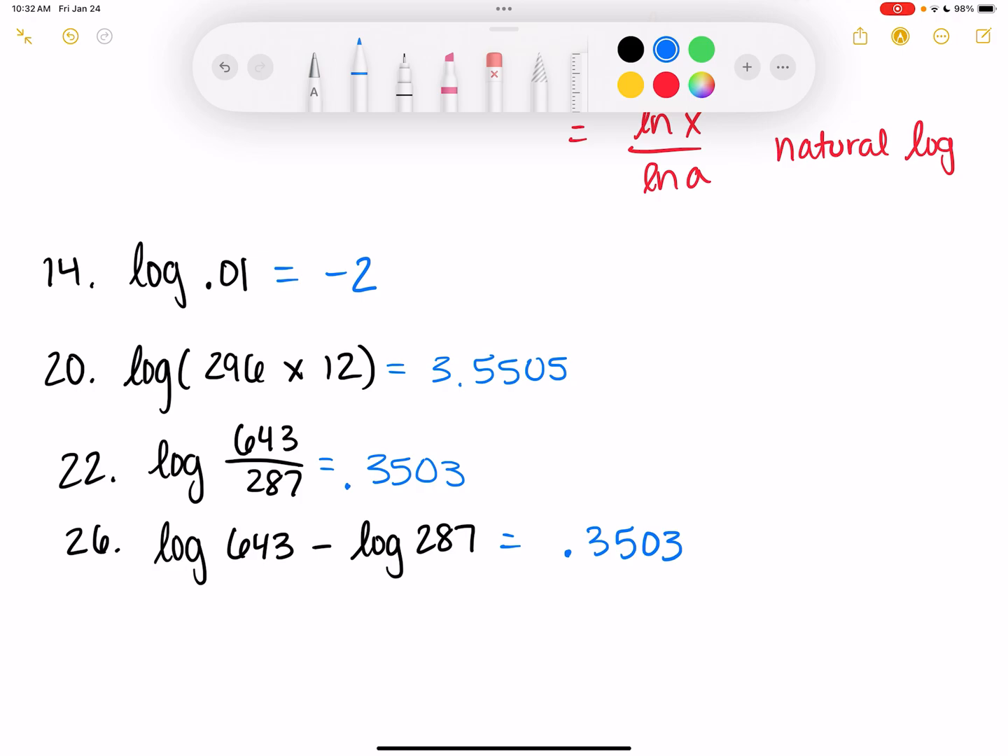Like that. Any questions on those ones? Pretty easy, just type it in your calculator, right? If you don't have a calculator, obviously you can't really do these problems, but I think you all have one, so you should be fine.